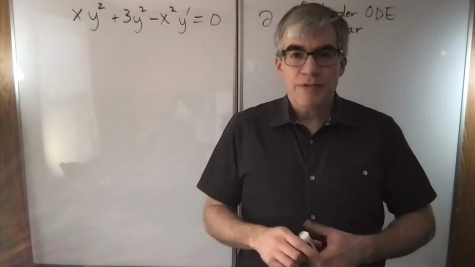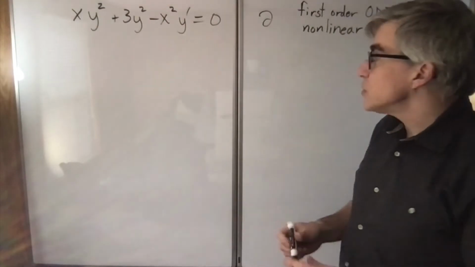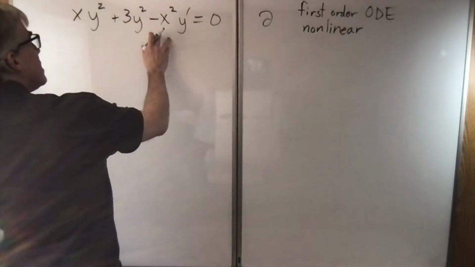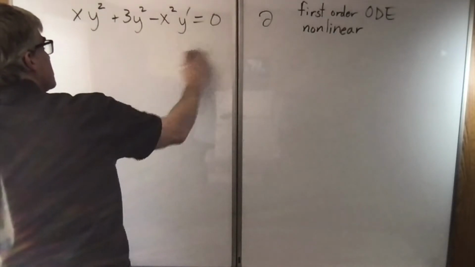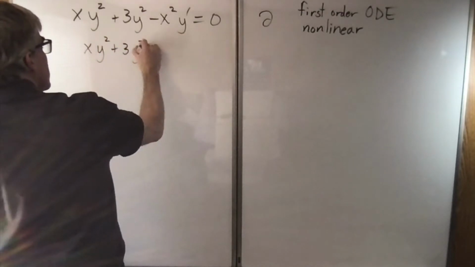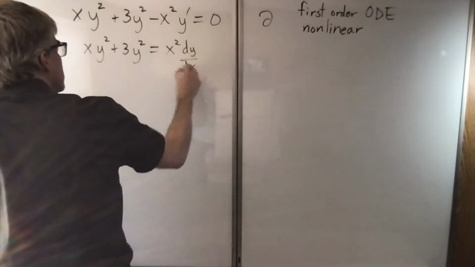It means we're going to have to use some weird little tricks. We could try separation of variables first. Doubt that's going to work, but we'll give it a try. Let's bring this term over here. Xy squared plus 3y squared equals x squared dy dx.